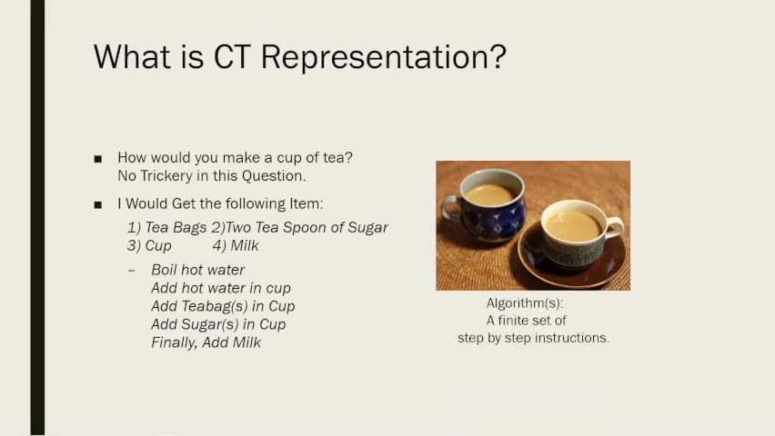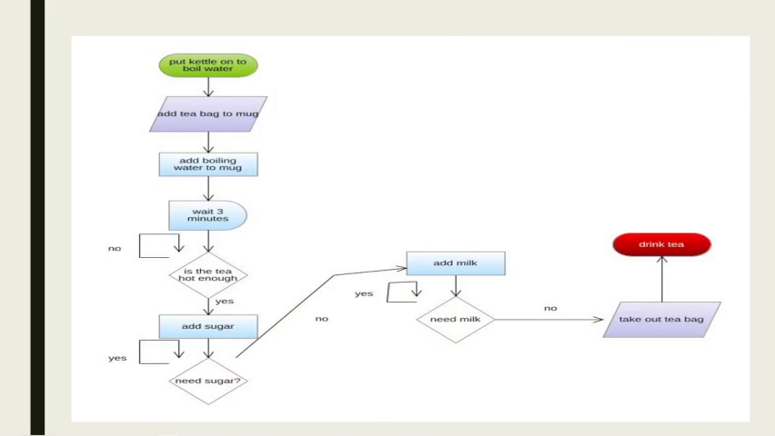This is an example of an algorithm, a finite set of step-by-step instructions. This is what's known as a flowchart. It illustrates what happens to our problem, for example, when we're making a cup of tea.